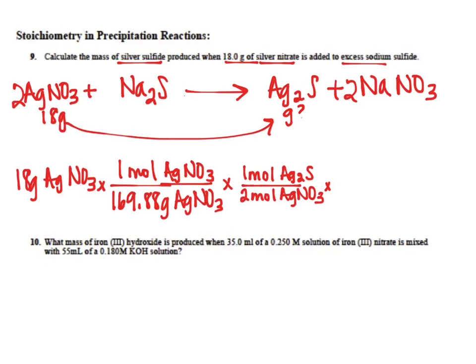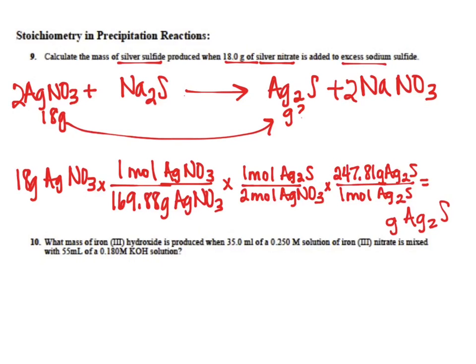Okay, we cannot stop here. We're in moles. We need to get to grams. So we need the molar mass of silver sulfide, and that is 247.81 grams of Ag2S for every 1 mole of Ag2S. And tell me how many grams of silver sulfide can be made. 13.129. We're going to go to 3 sig figs, so 13.1.